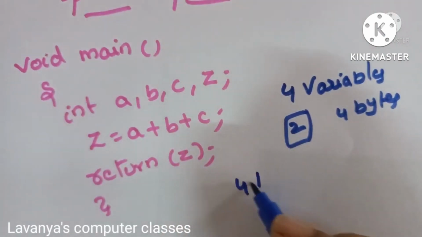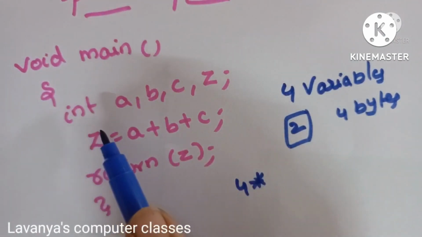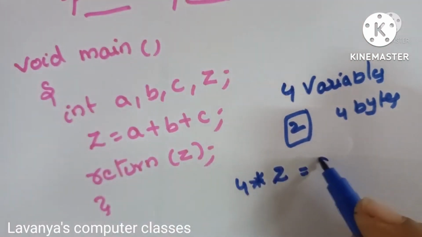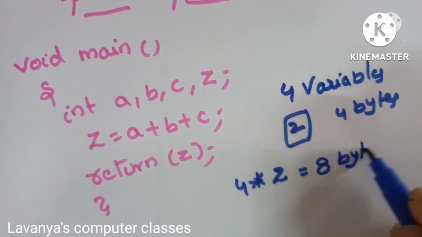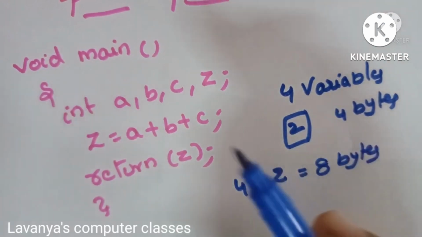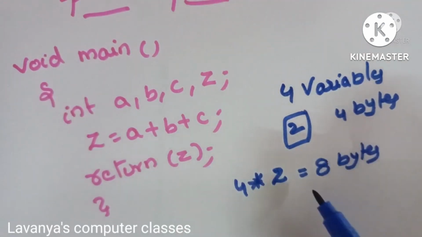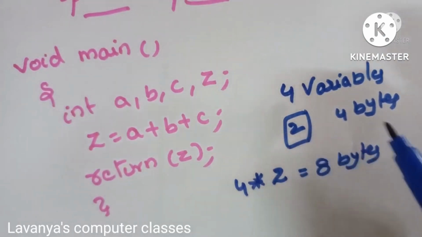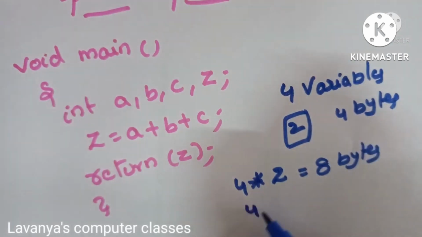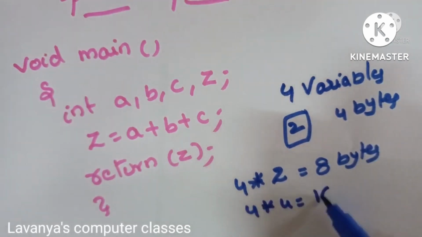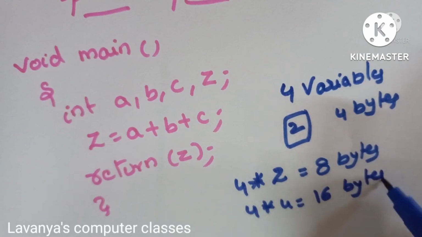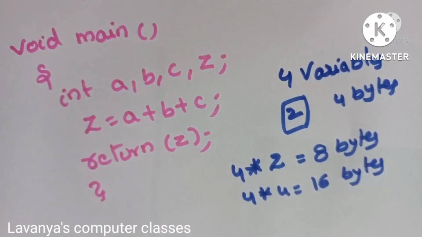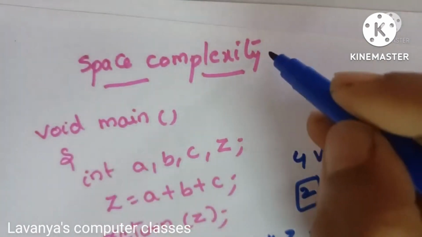For example, I will take in this example that an integer occupies 2 bytes. So 4 variables are there, all 4 are integer variables, so 2 bytes of memory is required for each. So 4 into 2, 8 bytes of memory is required. 8 bytes of space we require for this example. If an integer occupies 4 bytes, how much memory do we require? 4 into 4, 16 bytes of space for storing these variables. So this is called space complexity. How much memory we need.